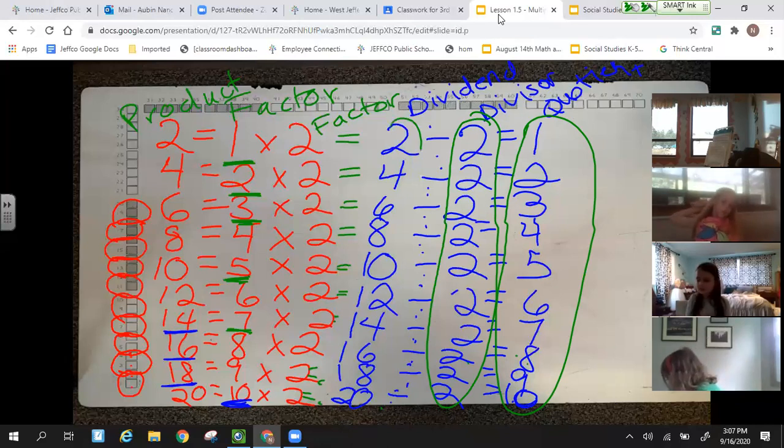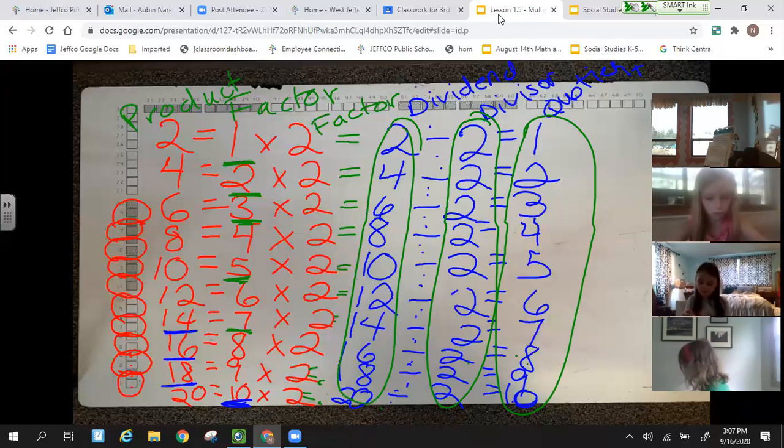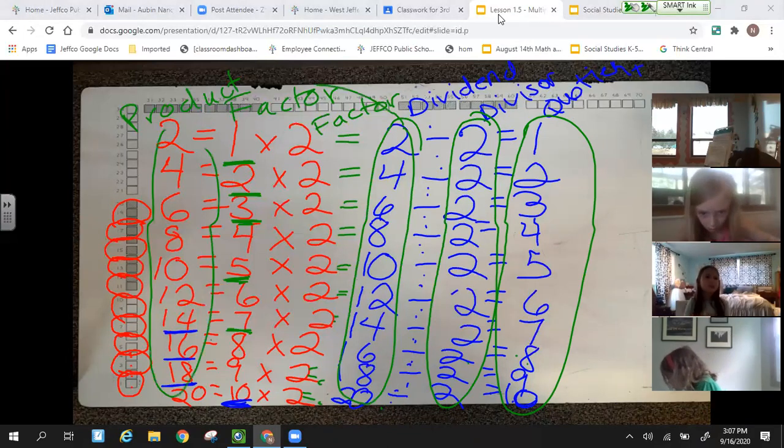Awesome. The dividend counts by 2s. So let's look at this. The dividend is actually the product, isn't it? The quotient is actually the first factor, and the divisor is the second factor. Awesome, guys. So that is that relationship we talked about.